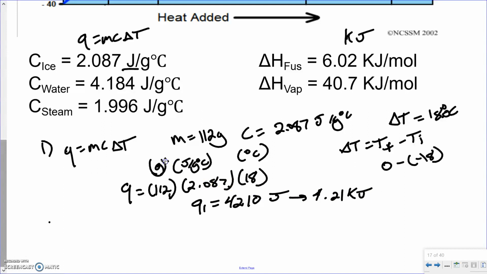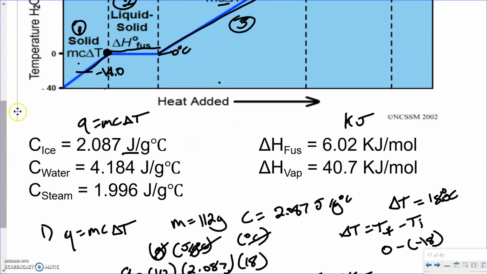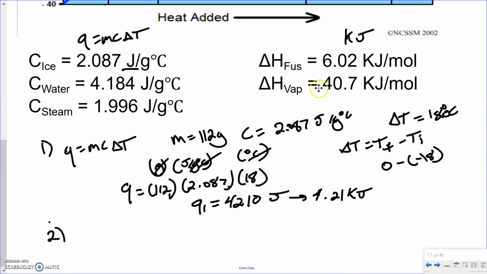Okay, and the reason it's joules, check this out. Joules per gram degree Celsius. Grams is on the bottom, grams is on top here. They cancel out. Celsius on top, Celsius on bottom, cancel out. We're left with joules. Okay, so now we do the next step, which is going from 0 to 0. So it says horizontal here. Whoops. Don't know why it keeps doing that. I scroll up and it wants to scroll back down. So it says horizontal going from 0 to 0, and we're melting, okay, which means we use our delta H of fusion, which is 6.02 kilojoules per mole.